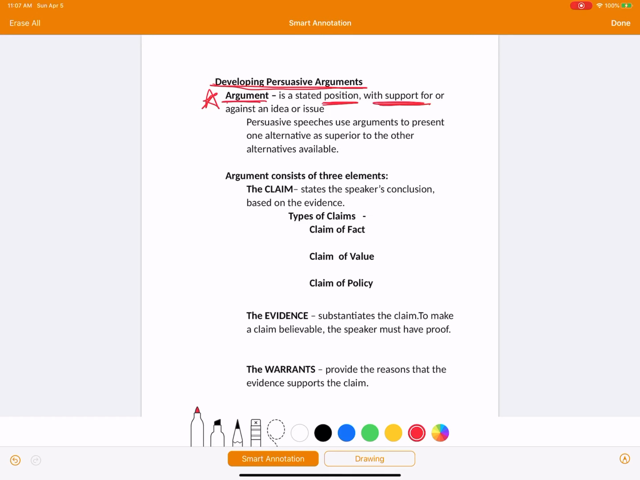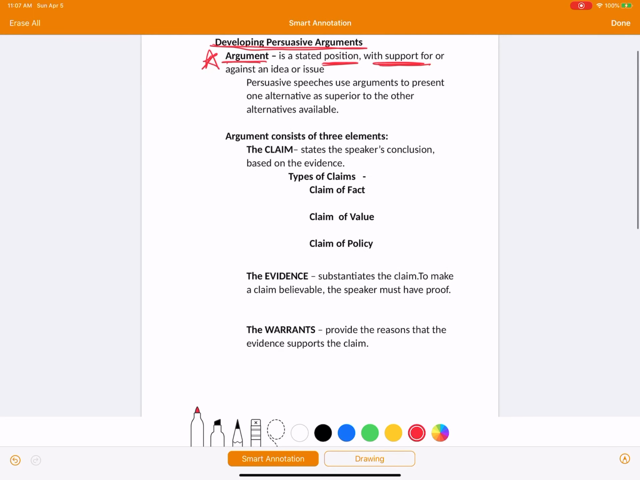This will be a fill in the blank on your final exam. All right, persuasive speeches use arguments to present that one choice is superior to all the other choices. But there's a structure to an argument, and there's 3 elements to your argument. Make sure that you know this, because this will be a fill in the blank. It will ask you what are the 3 elements to an argument.